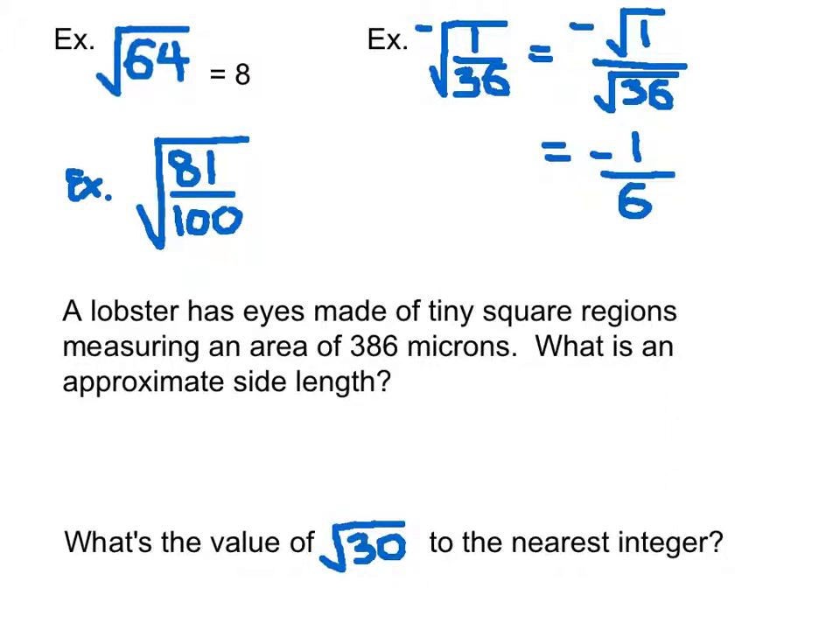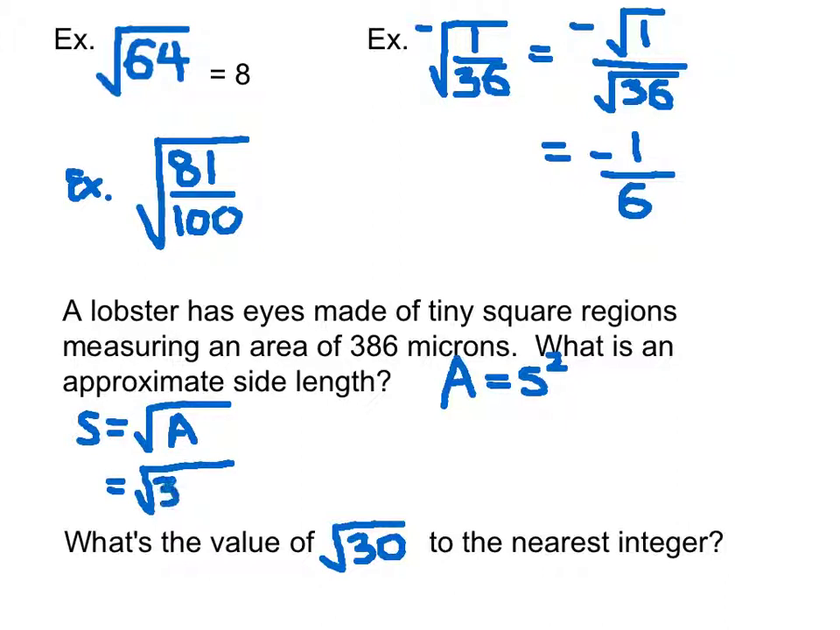Okay, next real life example: a lobster has eyes made of tiny square regions measuring an area of 386 microns squared. So what's the approximate side length? Well, remember the shape of a square. The area of a square is the side times the side, in other words, the side squared. And if we want to find the length of the side, all we need to do is take the square root of the area. Since they've given us the area, we're going to take the square root of 386.